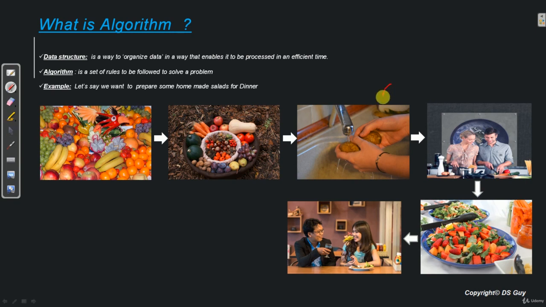So whatever we have done over here, here and here are basically the steps or set of rules to solve the problem. And the problem was that we have to prepare homemade salads. So I hope now you are getting a clear distinction between data structure and algorithm. So what we have done over here was data structure. That is, we organize the data. What we have done here, here and here is we have used that organized data to solve a problem. And the problem in this case was making a salad.